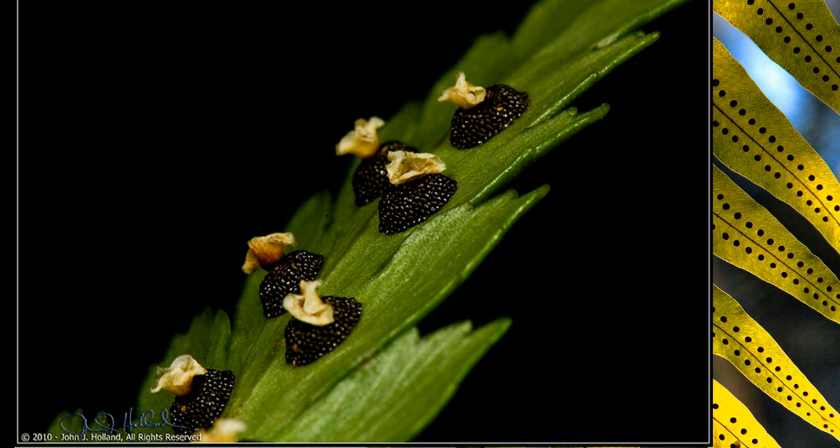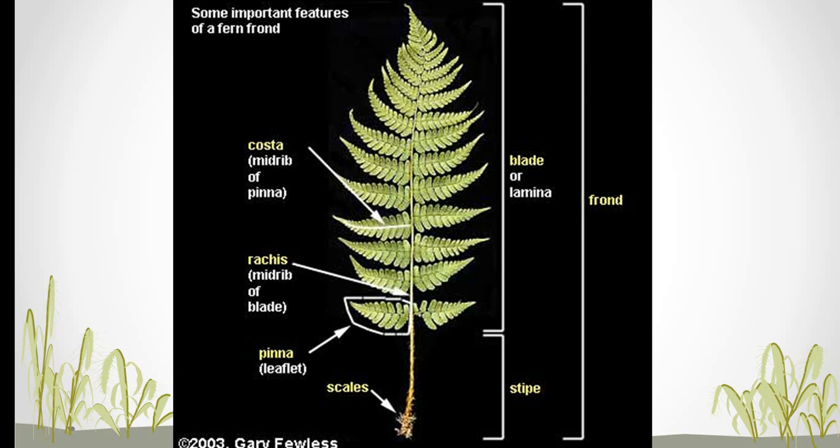and warmth and this kind of thing to grow. If we're going to label the frond, the whole thing is the frond. And you can see that the top part here is called the blade, the lamina right there. And we have the stipe down here, and then the pinna is the leaflet right here. The mid part's called the rachis.